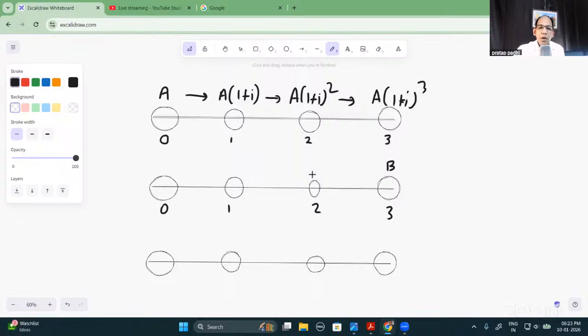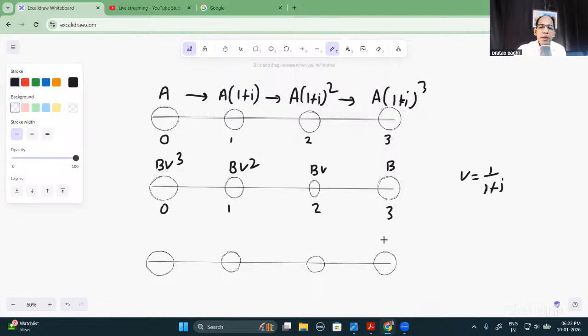B divided by 1 plus i. For that we said BV. This is one way, where V is equal to 1 upon 1 plus i. I mean, they are the same. And here we write Bv square, or you write B multiplied by 1 divided by 1 plus i square. This will be Bv power 3.